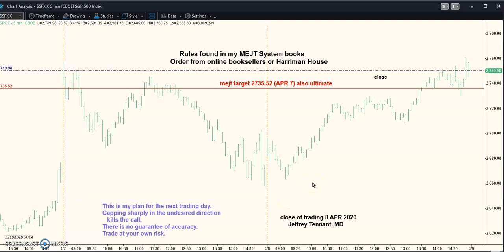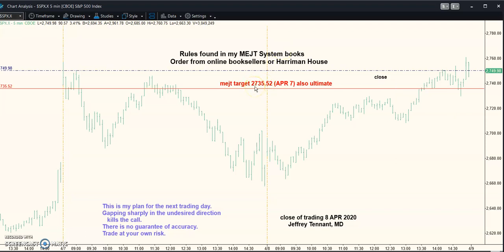We didn't get the two commonest things. We didn't get a gap, a prompt move outside yesterday's range. We didn't get a close with a change. Sometimes either one of those things happen. We did get our target, 27.35.52, that printed.